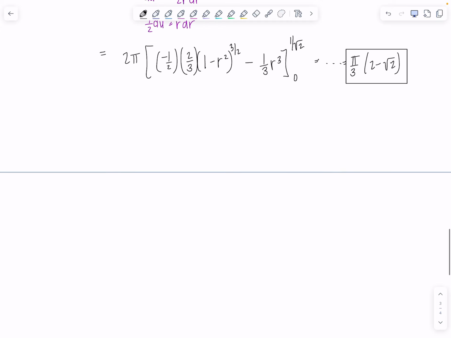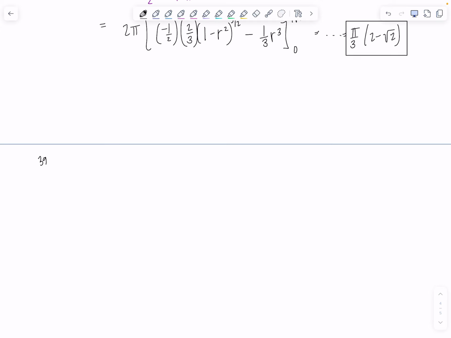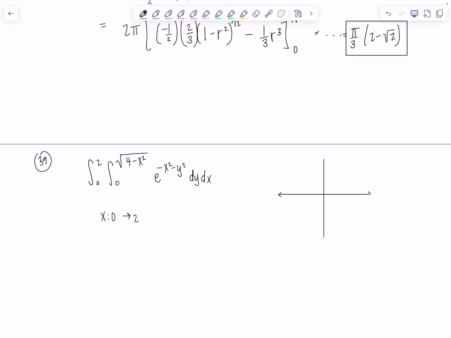My question is, why did I not go from 0 to 2 pi? Sorry, from 0 to pi. I went from 0 to pi over 2. Did you graph the integration region? Yeah. Okay, you see how x goes from 0 to 2? Yeah. So that means already you're only in quadrants 1 and 4, because this is x equals 0, the y-axis. The y-axis is x equals 0.